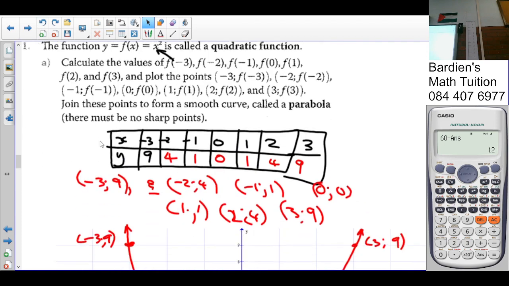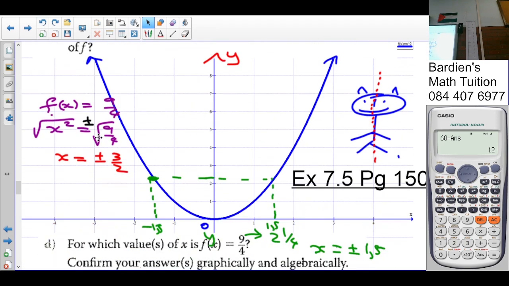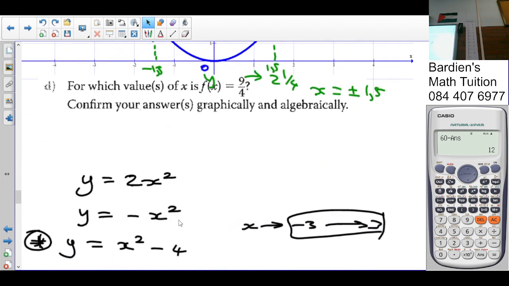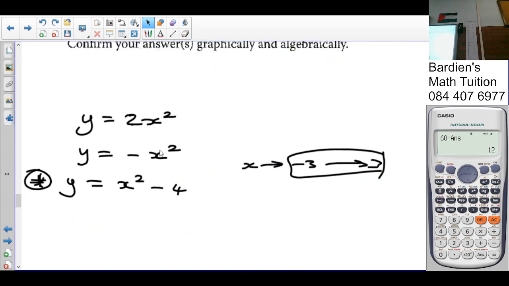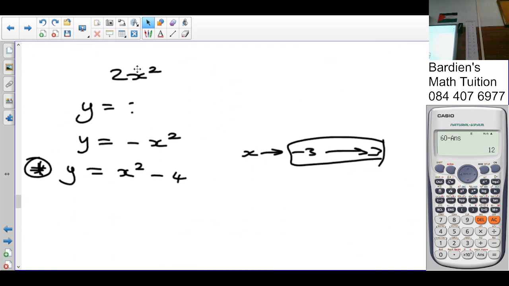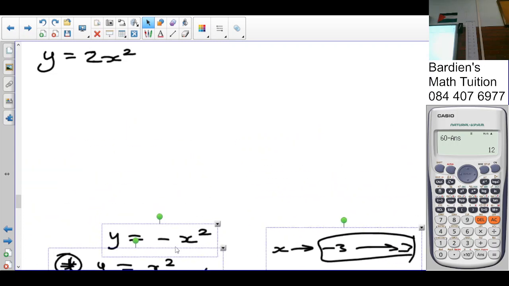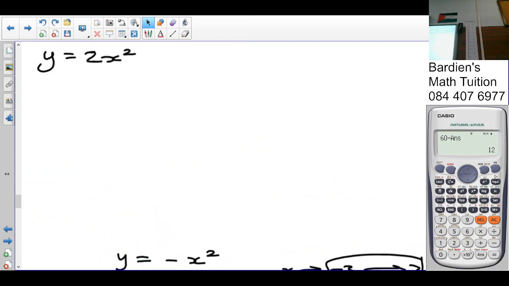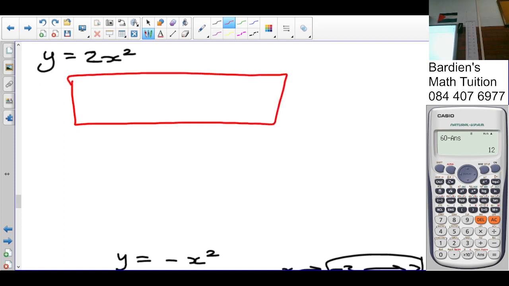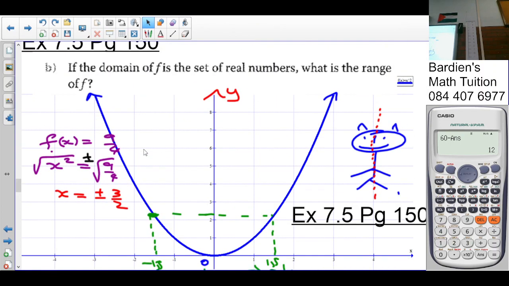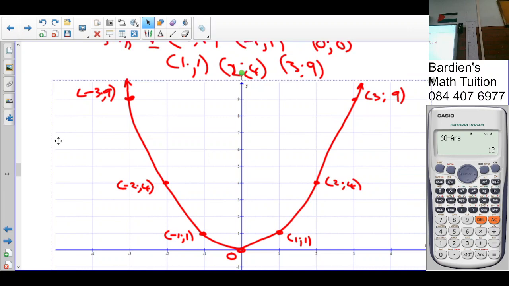Then we went on to 7.5. We drew the parabola. We spoke about this here. Not so? Yes. Alright. And I gave you these 3 sums to draw. Right. So let's look at this quickly. So you had to draw a table. Not so? Okay. Let's just take this off here.